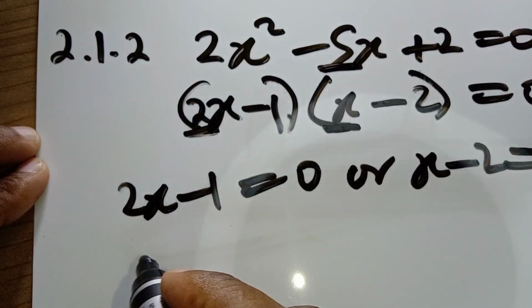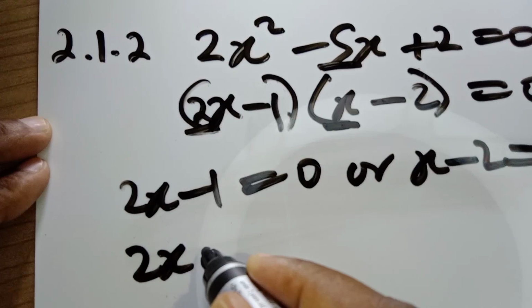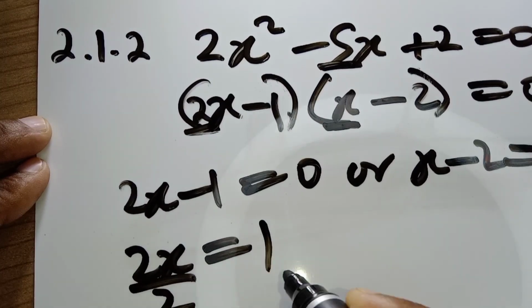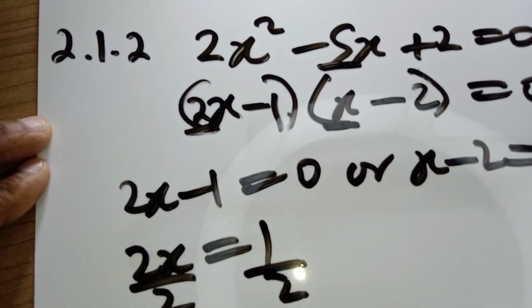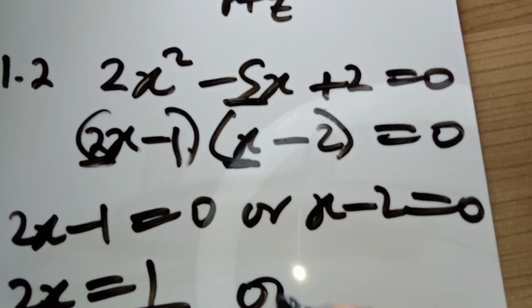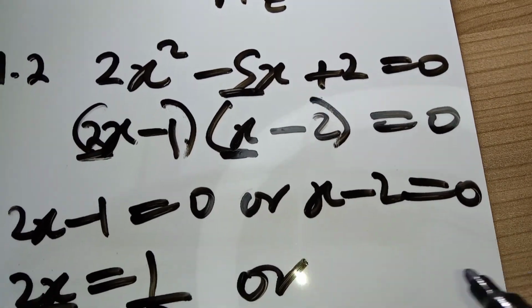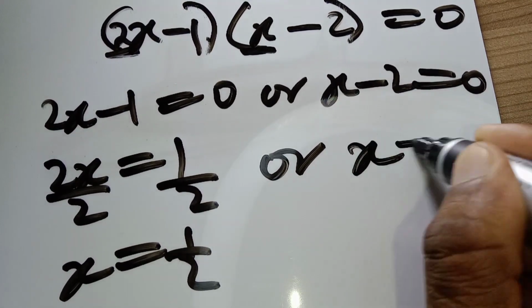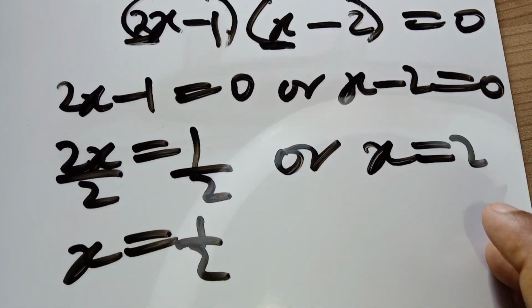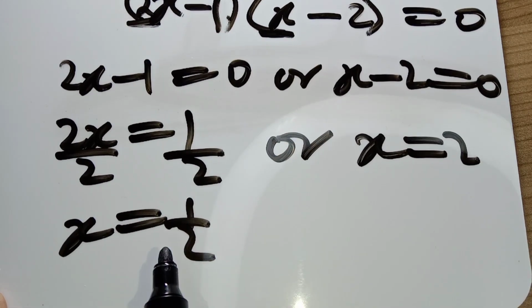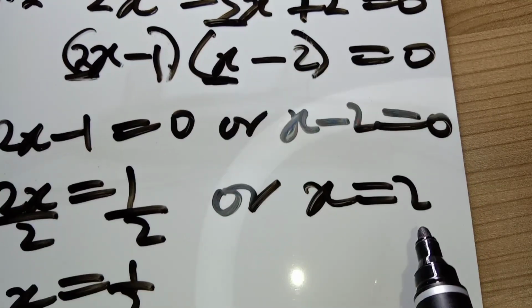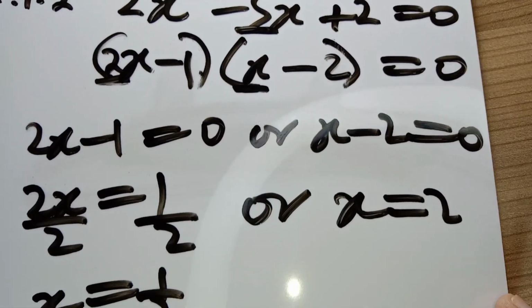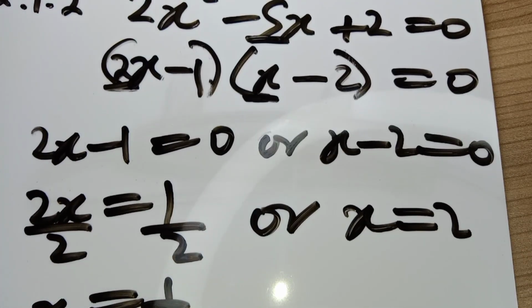Then here we take 1 to the other side, we're going to have 2x equal to 1, then we divide by 2, then our x equals 1 over 2. Then on this side, we take this 2 to the other side, then you're going to have x equals 2. We're having our x as 1 over 2, or our x as 2.